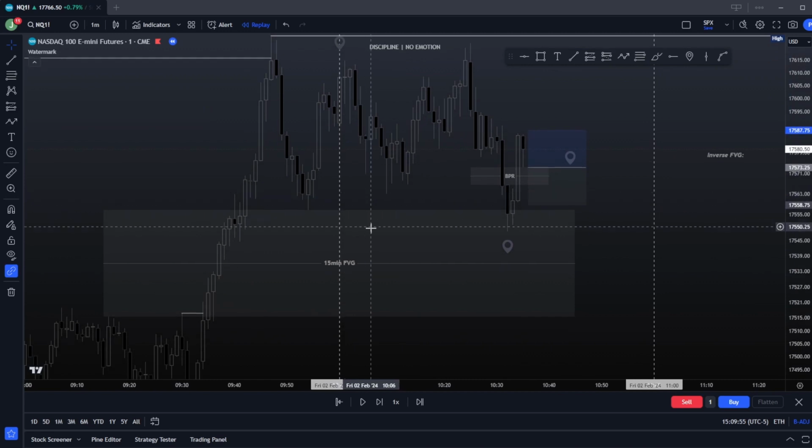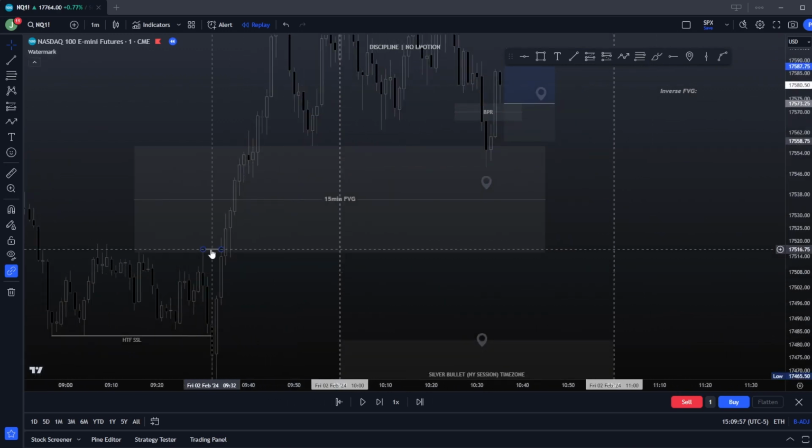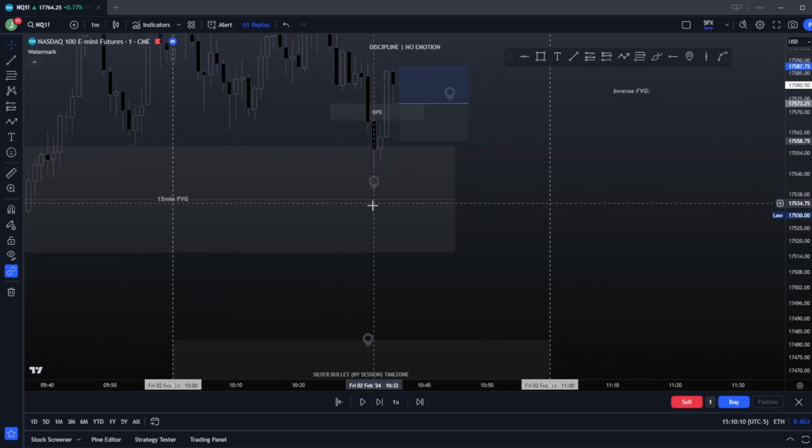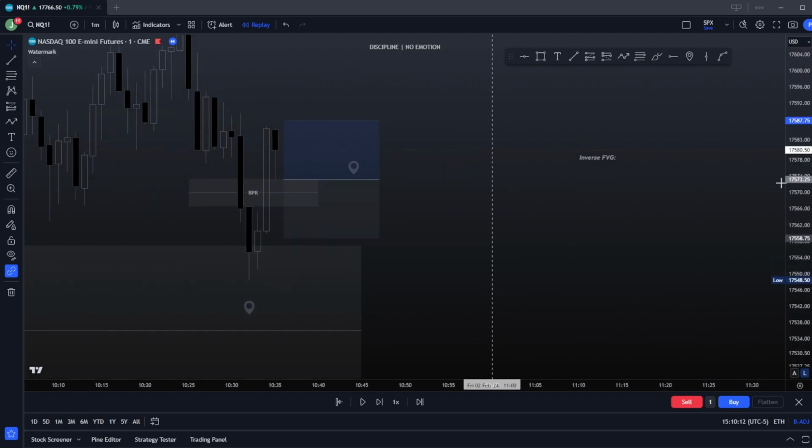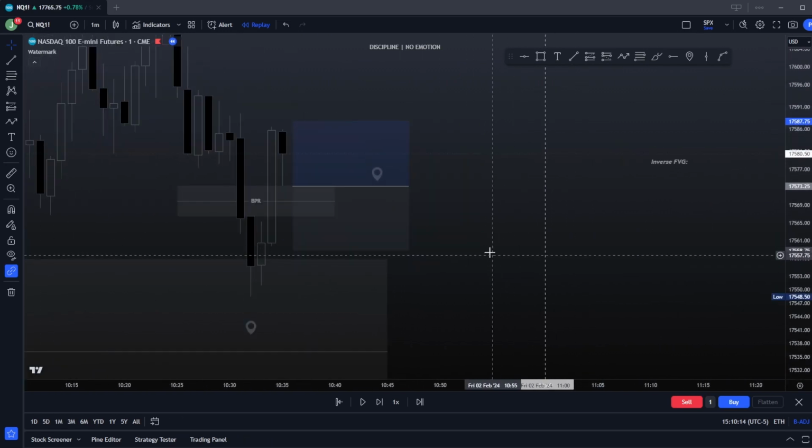However, the things that we're looking at, we had a 5-minute market structure shift, and we're reacting off of a 15-minute fair value gap. So I recognize that as us reacting off of higher time frame liquidity, right? And because of that, at this point in time, 10:35.